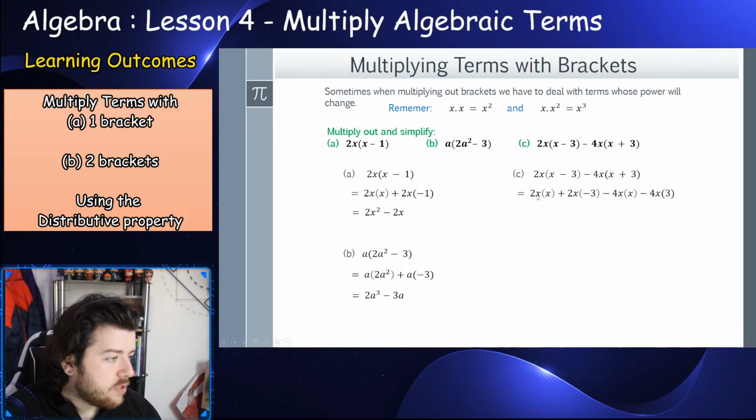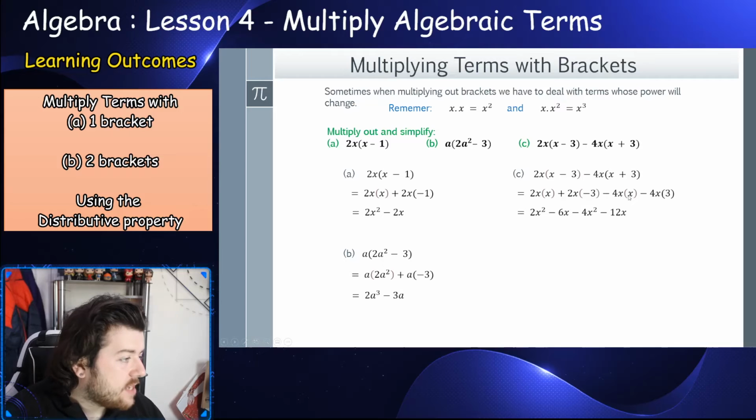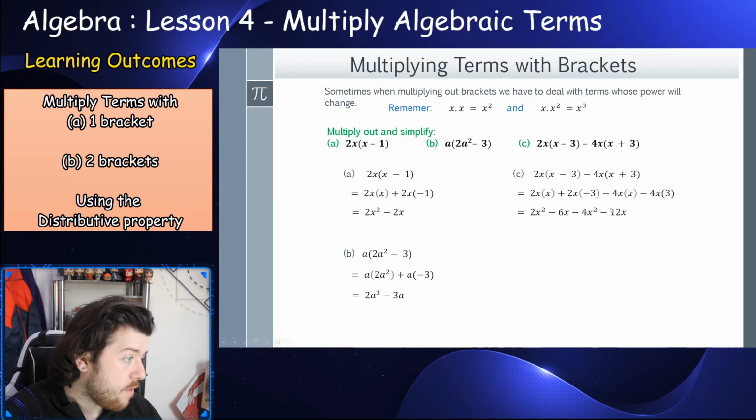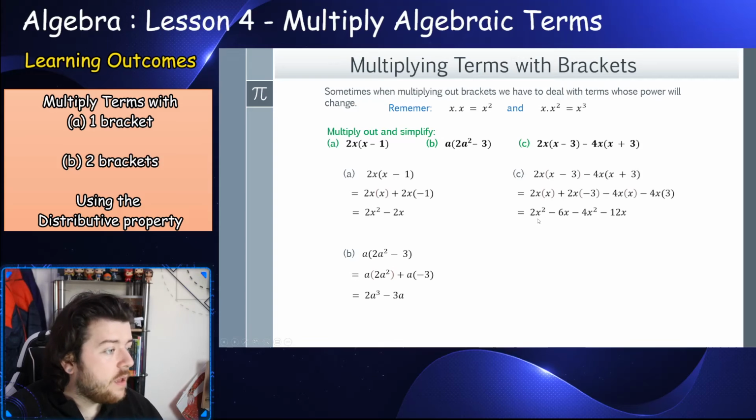Now I simplify. 2x times x is 2x squared, because x times x is x squared, and I don't have any other coefficient. 2x times minus 3, that's going to be minus 6x, because 2 times minus 3 is minus 6, and x times nothing is just x. Minus 4x times x, that's going to give me minus 4x squared. And then finally, minus 4x times 3, coefficient by coefficient, variable by variable. 3 times minus 4 is minus 12, and then x by nothing is itself, which is x. So I have 2x squared minus 6x minus 4x squared minus 12x.